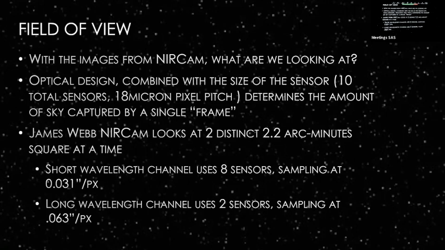So the NearCam has 2 different kinds of sensors that it uses. And so the sampling rate of the short wavelength is 0.031 arc seconds of sky per pixel, which is tiny. The long wavelength is double that. The pixel pitch is pretty much twice as large.